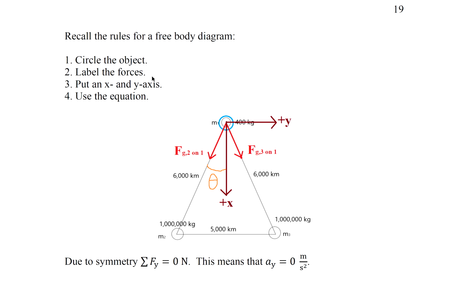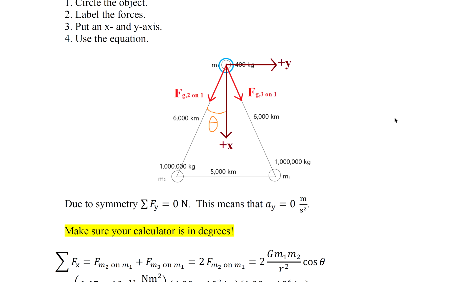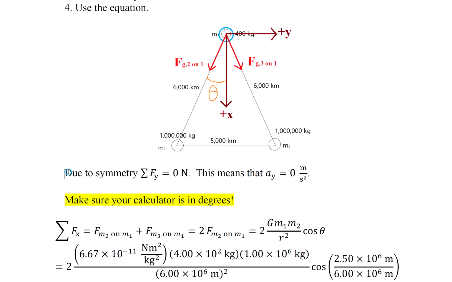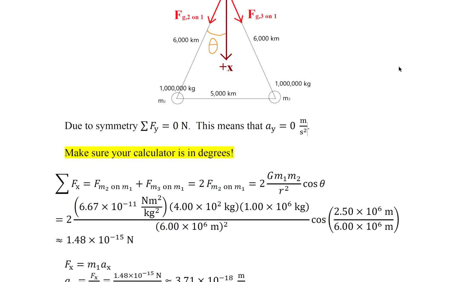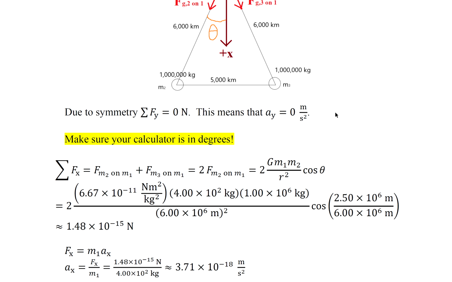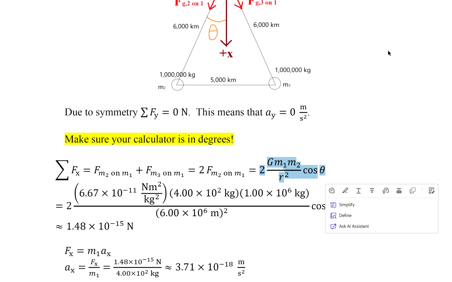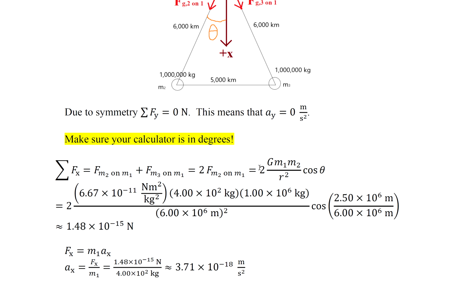So remember the rules for a free body diagram. Circle the object, label the forces, put an x and y axis, use the equation. So I circled m1, I labeled the forces, force of gravity 2 on 1, force of gravity 3 on object 1, I put an x and y axis, and now I'm going to use the equation. So due to symmetry, sigma F sub y is 0 newtons. Now make sure your calculator is in degrees. So sigma F sub x, it's going to be ma. So what I highlighted is mg here.